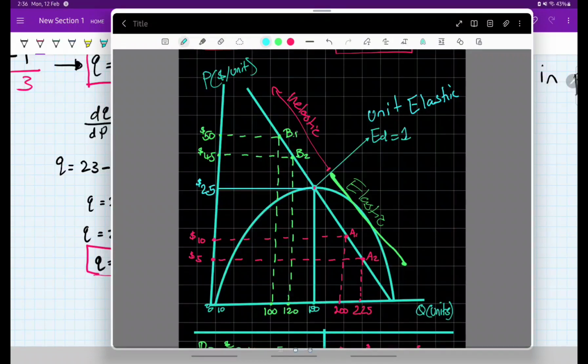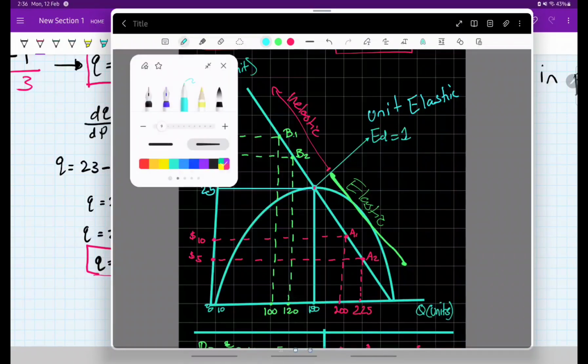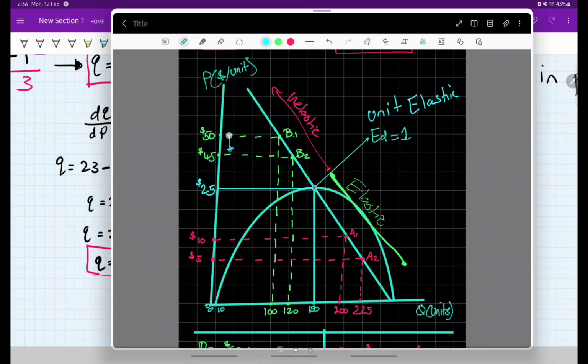So if you're up here, B1 and B2, B1 price is set at 50. If it decreases by $5, that's a change of $5, but the quantity demanded will shift outwards due to the demand properties. Where if your price goes down, people demand more. You will get an increase of 20 units.